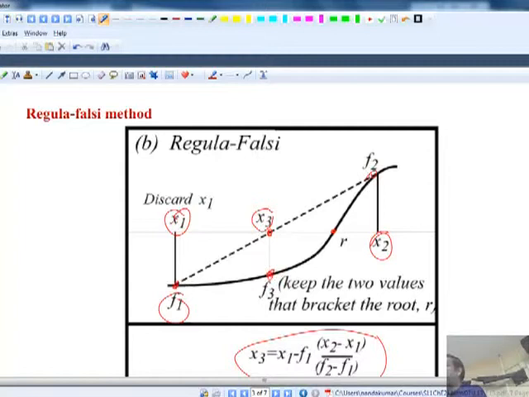Whereas in the secant method, you make a drastic change. You say, I don't care whether I have two guesses that are bracketing a root. I just keep the two most recent values. I discard the oldest value. So if I'm labeling them as x1, x2, x3, I will discard x1 and keep x2 and x3.